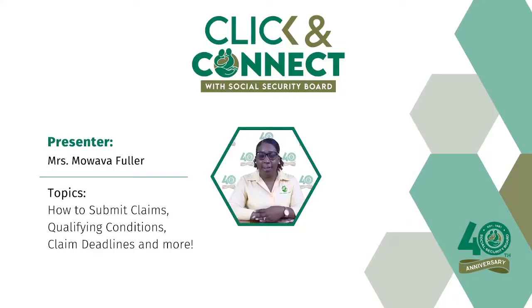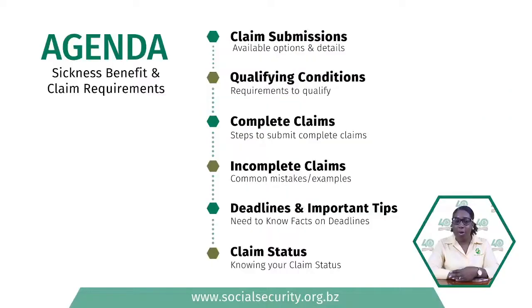Let's look at the agenda for today's session. Today we're going to be looking at claim submissions, the available options that you have as our valued customer. We're going to be looking at qualifying conditions, the requirements to qualify for sickness benefit. We're going to be looking at complete claims and incomplete claims, and we're going to give you examples of those incomplete claims. We'll also be looking at deadlines and important notes and how to know the status of your sickness benefit claim.